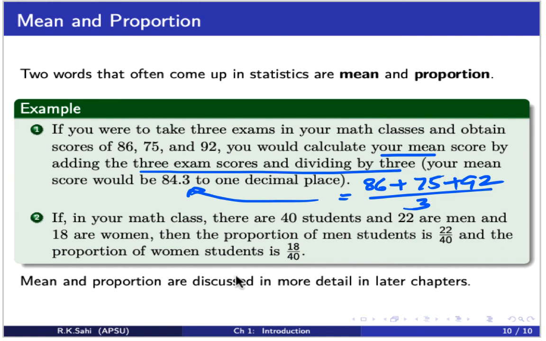Another way of looking at this, as I said, proportion is one of the big things we would be doing in this statistics class. So if in our math class there are 40 students and 22 are men and 18 are women, then the proportion of male students in this math class is 22 over 40. And the proportion of women students is 18 over 40. And later on, in later chapters, we'll discuss more about means and proportions.